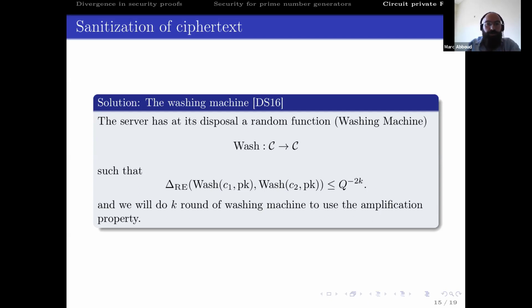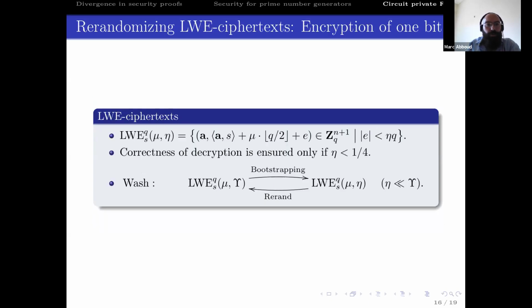So how does the washing machine work? For example, for LWE ciphertexts, we bounce back between two sets of LWE ciphertexts, one with low noise and one with big noise. To reduce noise, you use the bootstrapping process, which is deterministic and very heavy in computation, so you want to do it as little as possible. Then rerandomize is the random function that will enlarge the noise and inject randomness.